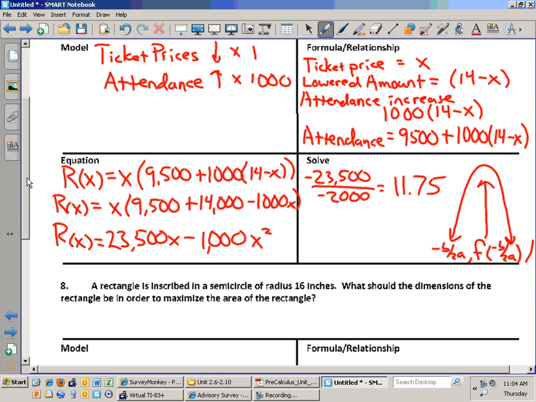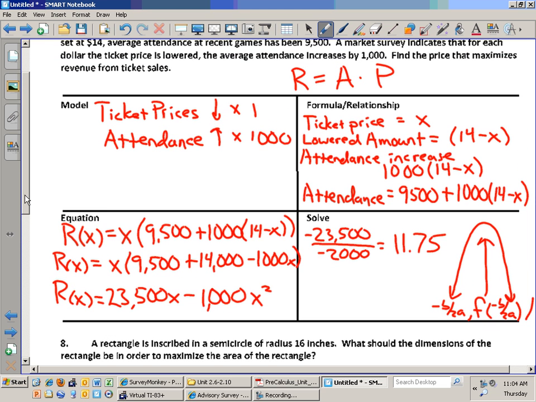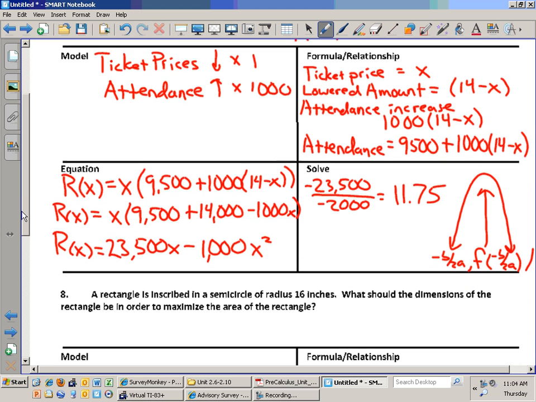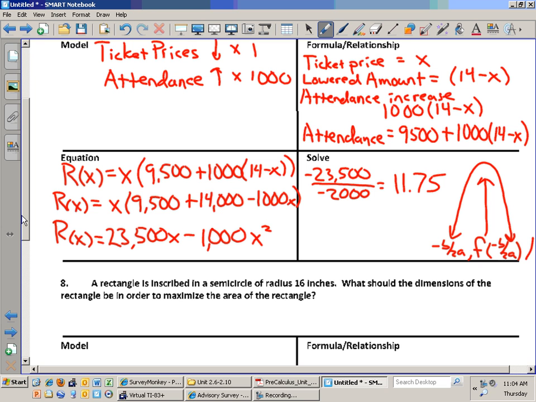Good. What am I trying to solve in the problem? Find the price that maximizes revenue from ticket sales. So we found the price. If they asked for the maximum revenue, what would we do with that? We'd plug it back into here. That would give me revenue.